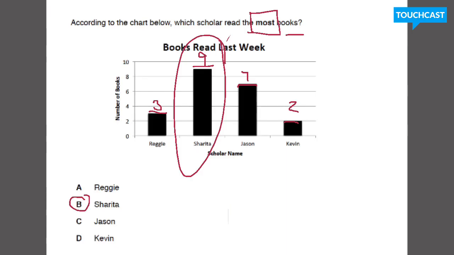And I didn't even really have to use my numbers. I could just see that Sharita's bar right here is the biggest one. Easy as that.